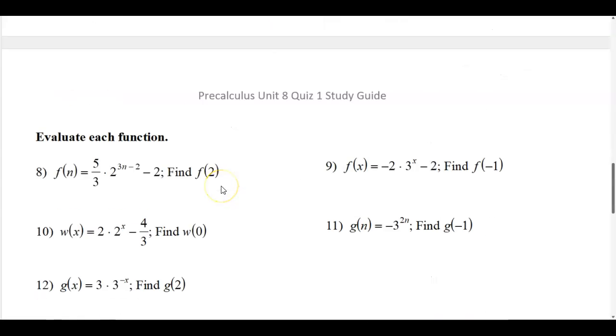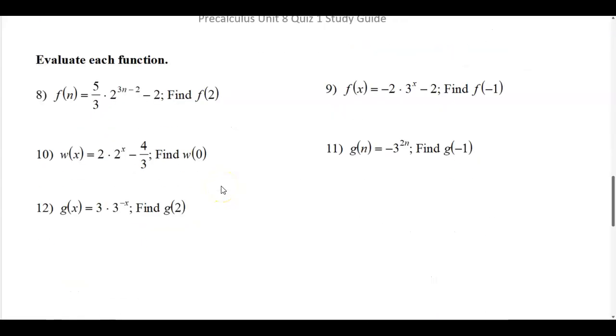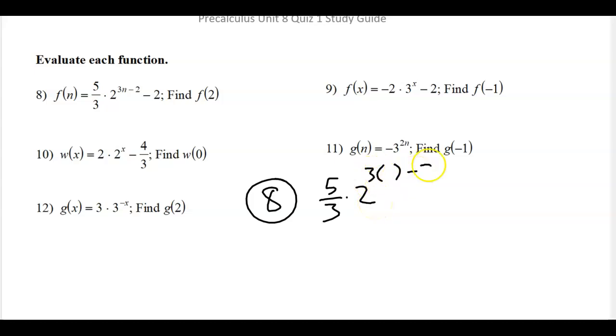Let's go ahead and move into our last set here. Just got a variety of problems here of evaluating exponential functions. We're just going to be plugging numbers in and simplifying. Not a huge deal. So let's go ahead and begin here with number 8. I've got 5 over 3 times 2 to the 3n minus 2, minus 2. Now you'll notice I left the n as a blank, and that's because we're plugging in the number 2 there.